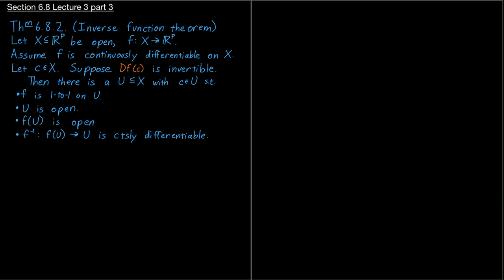So here is the inverse function theorem. We've finally proven this. We've proven that if X is an open subset of R^p, well, that's easy to check, and you've got a function f mapping from X to R^p, then if your function is continuously differentiable and df of c is invertible, then we have all these nice properties. So I think I'll finish up section 6.8 by talking a little bit about when these properties are true. How can we recognize functions f that satisfy these conditions?